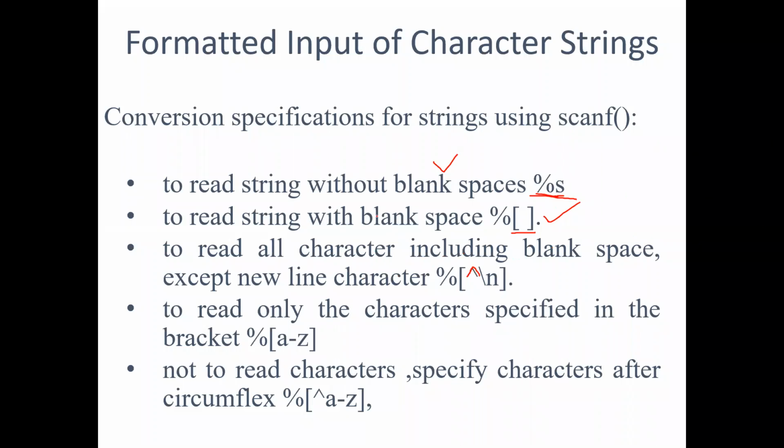So if I want to make it like that, I can give percentage, square bracket, mention circumflex and new line. To read only characters: this square bracket has a magic. Inside that, if you give A hyphen Z, it will accept only characters. It will not accept any of the special characters. Got it? So only alphabets from A to Z. This is only the capital letters; for the lowercase a to z, you have to mention it as percentage, square bracket, a to z. Not to read characters.